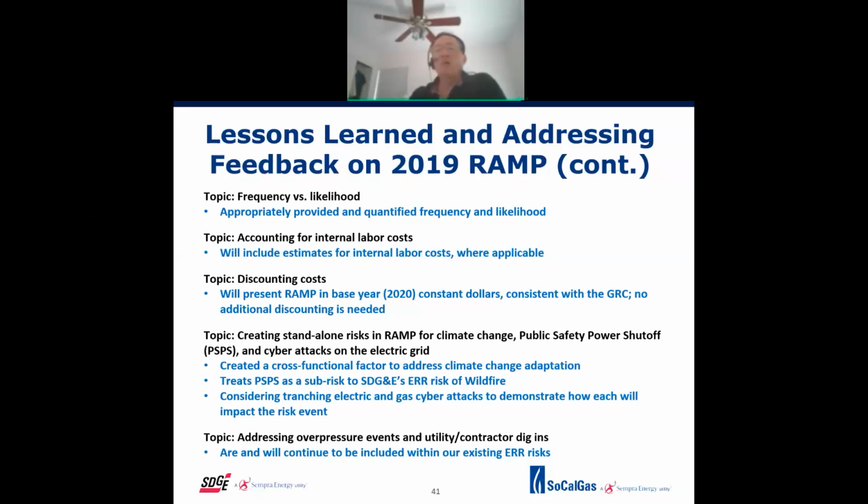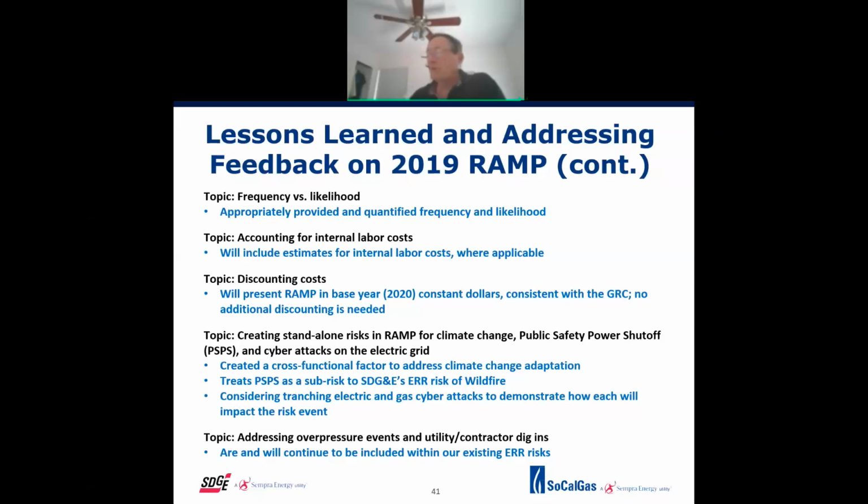And then the last one that we had identified for today is addressing overpressure events and utility contractor dig-ins. Overpressure events and utility contractor dig-ins are included within both the enterprise risk register and the RAMP chapters.